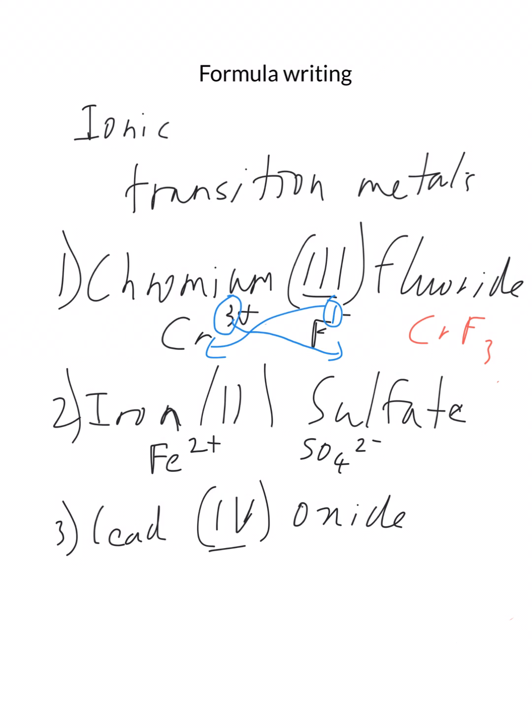You do the same for the other ions. So we've got iron and sulfate here. We take the 2's, swap them over. Remember, if we have the same number, or if we can reduce it further, we do. So instead of writing Fe2SO4 2, we write it as FeSO4.